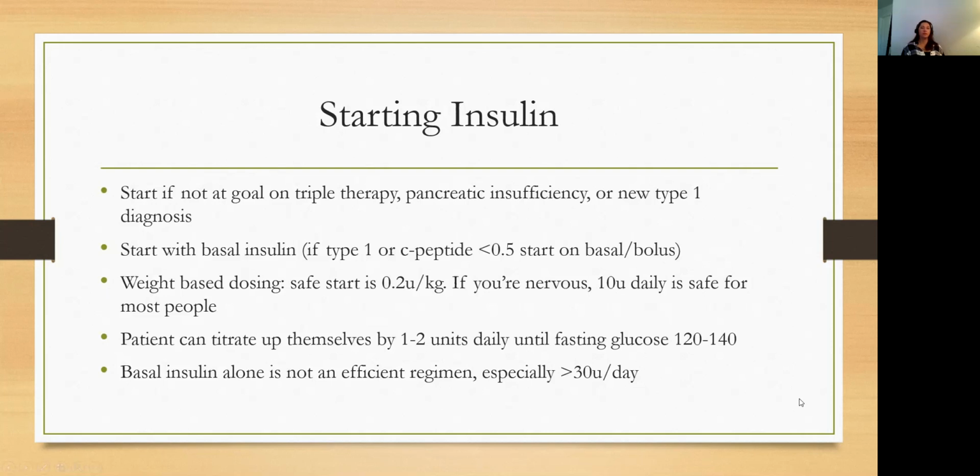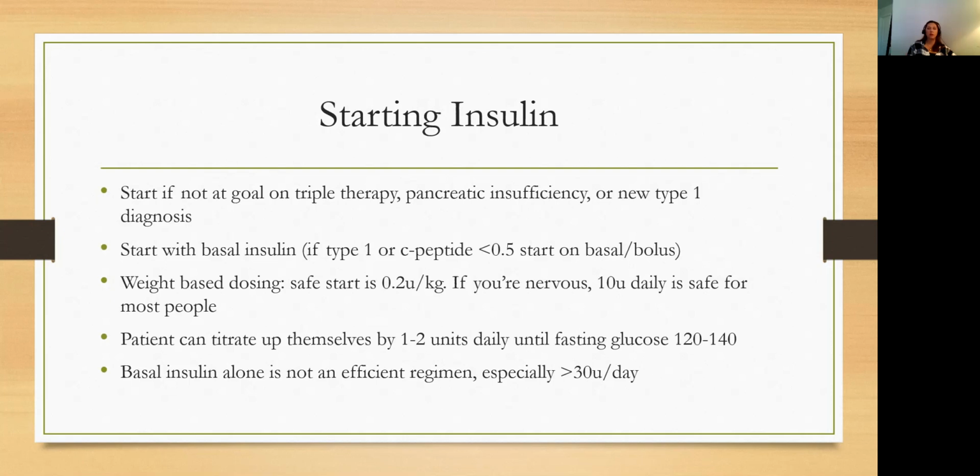So, starting insulin. You can start insulin if you're not at goal on triple therapy, if you have pancreatic insufficiency and you have to start insulin, or if you have a new type 1 diagnosis. If you're starting insulin on somebody who's already on oral medications, you're going to start with a basal insulin. Obviously, if you have a type 1 or pancreatic insufficiency patient, you've got to be on long and short acting basal bolus insulin. But if you just have a type 2, they're on other meds, you can start with a basal insulin. And so where to start?